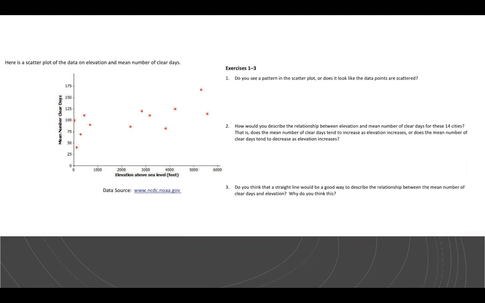And then number 3 says, do you think a straight line would be a good way to describe this relationship? So if we average these all out, would a straight line be the best way, or would it be a curved line or a circle or something else?